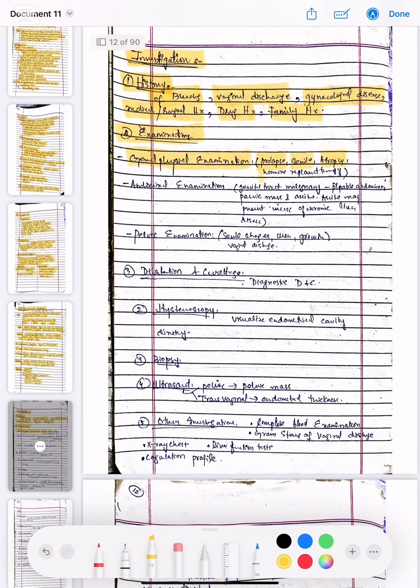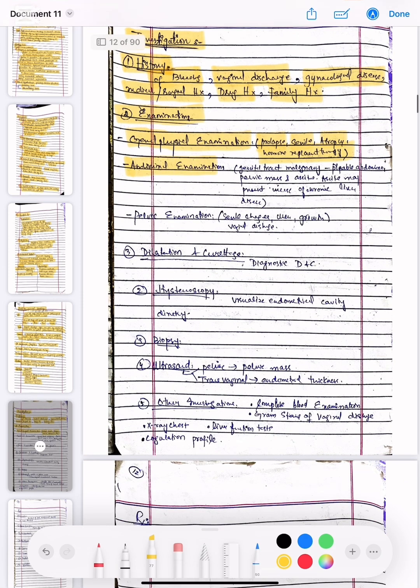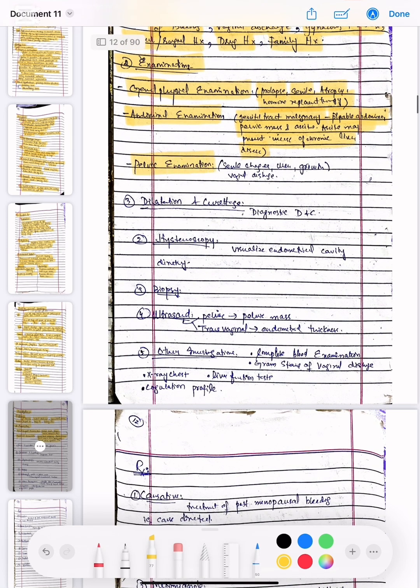The examinations that are done for postmenopausal bleeding are general physical examination, that is of prolapse, senile atrophy, and hormone replacement therapy, and the abdominal examination, that is genital tract malignancy, palpable abdominal pelvic mass, and ascites. Ascites is present in case of chronic liver disease. Pelvic examination is done for senile changes, ulcer, growth and vaginal discharge.